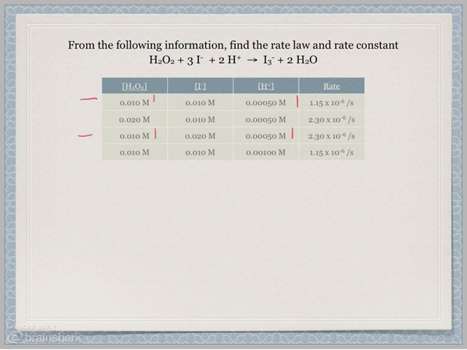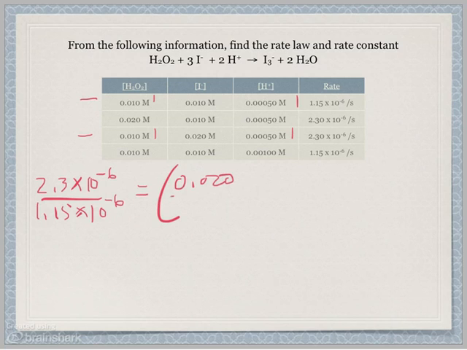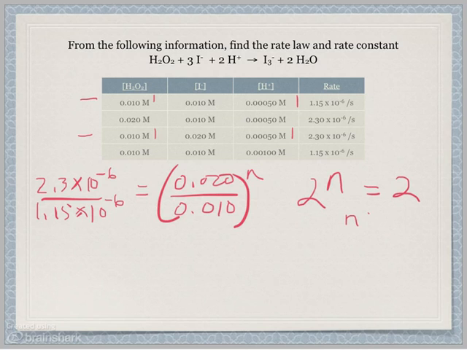So you have 2.3 times 10 to the negative 6 over 1.15 times 10 to the negative 6, and that's going to be equal to 0.020 over 0.010, and we're looking for the n exponent in this case. If we do this out, we end up with 2n equals 2, so n equals 1. So we were just able to figure out another exponent.